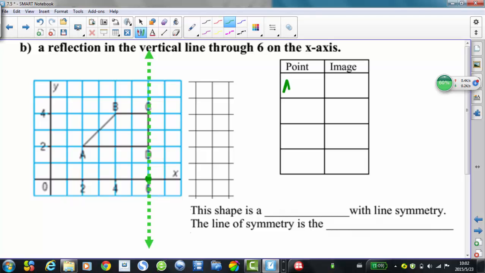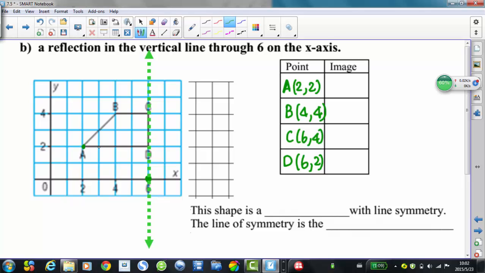Point A has the coordinates 2, 2. Point B has the coordinates 4, 4. Point C has the coordinates 6, 4. Point D has the coordinates 6, 2. Let's find its reflection image, as well as the coordinates of each point on the reflection image.